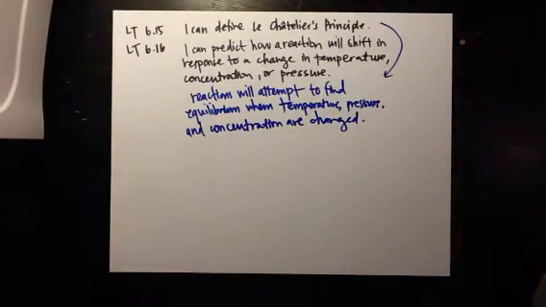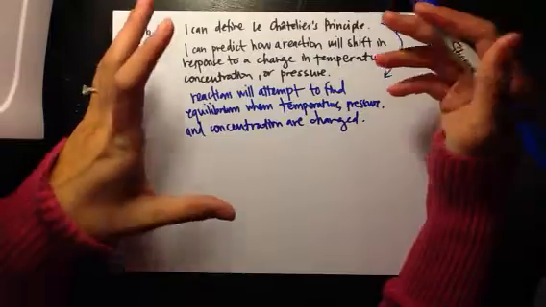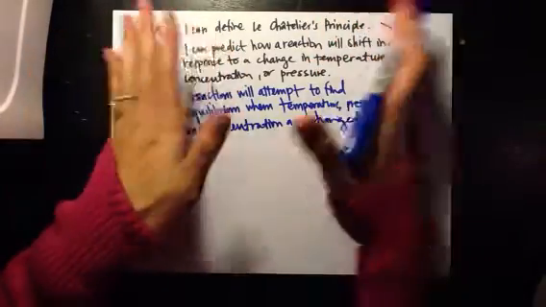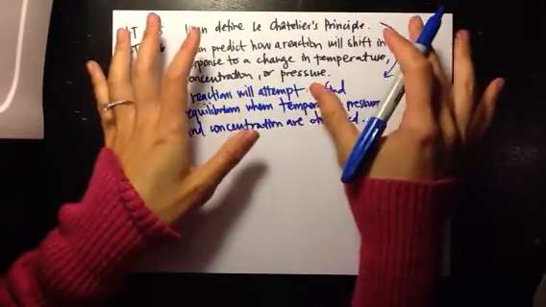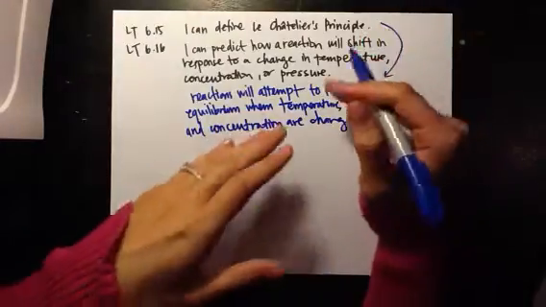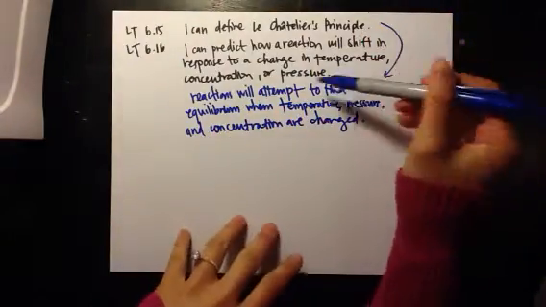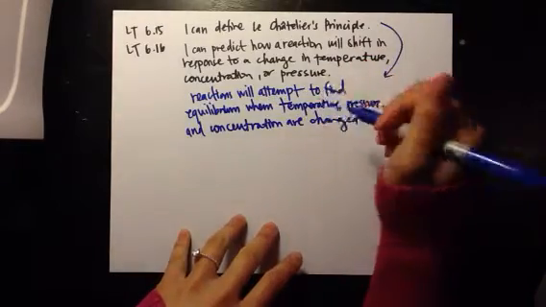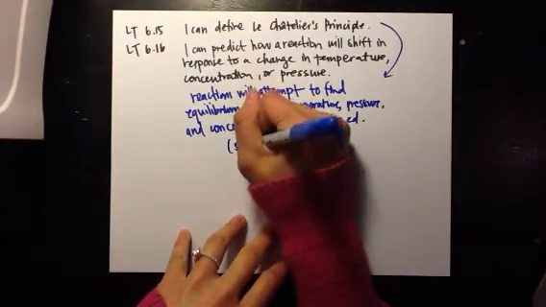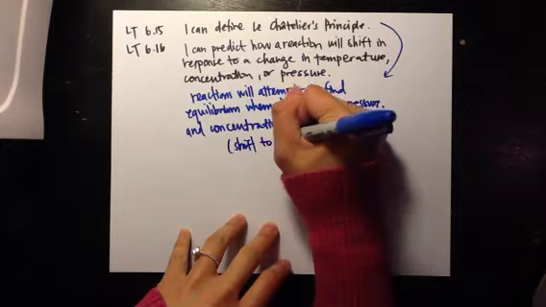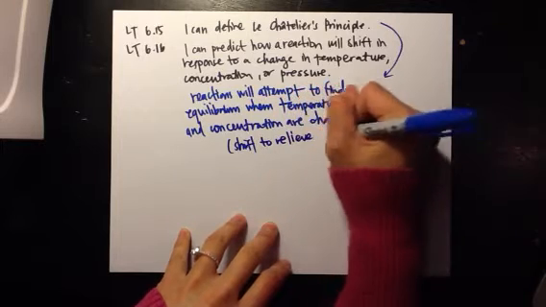So Le Chatelier's principle basically says that if a system that's at equilibrium is stressed, then it's going to shift in the direction that will relieve the stress, right? They will attempt to find equilibrium again. They shift away from the stress to relieve the stress. And now what does that mean for us?